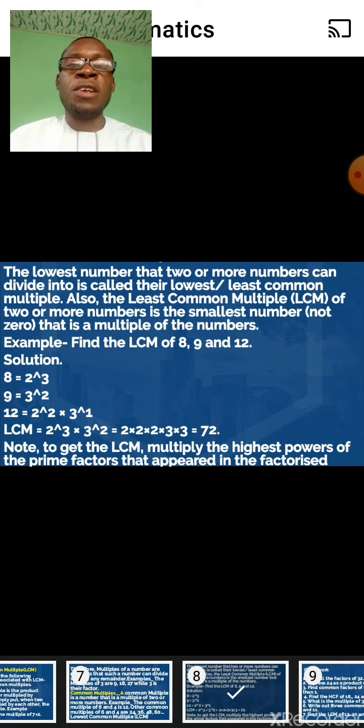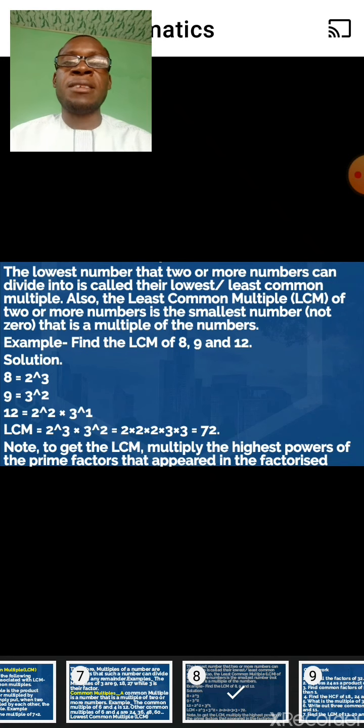The lowest or least number that 2 or more numbers can divide into is called their lowest or least common multiple. Also, that's another way of defining LCM. The least common multiple, LCM, of 2 or more numbers is the smallest number, not 0, 0 is not included, that is a multiple of the numbers. Example, find the LCM of 8, 9, and 12.